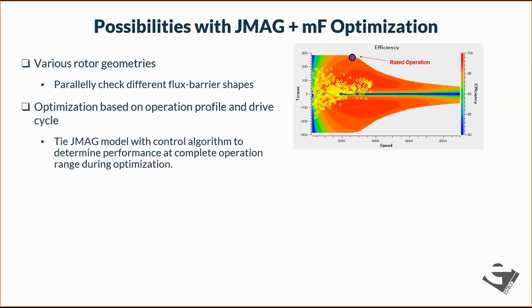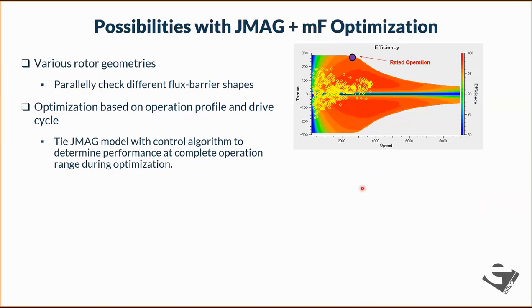The second one is that for this case study, we were looking at rated operation at a single operating point. But often for traction machines, this has to be an operating range, meaning there's constant torque operation and then constant power. So we can tie the JMAG model to a control algorithm, and we can determine the operating performance metrics at different operating points, which can all be considered in the optimization algorithm. And we can also add drive cycle analysis to this.